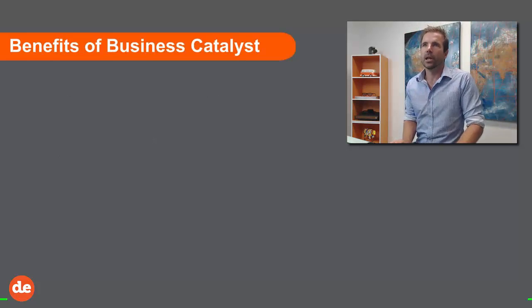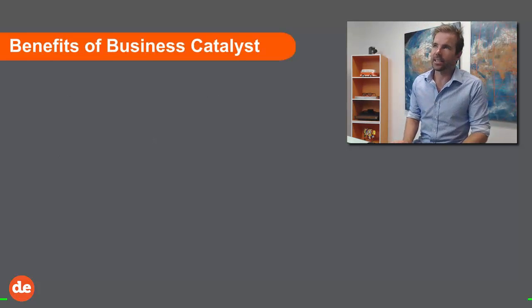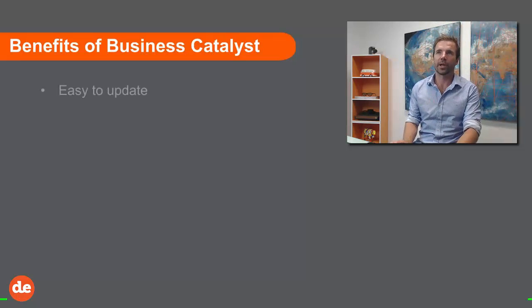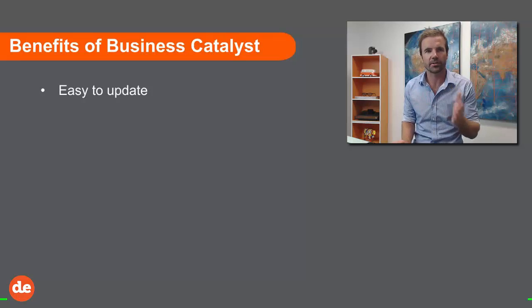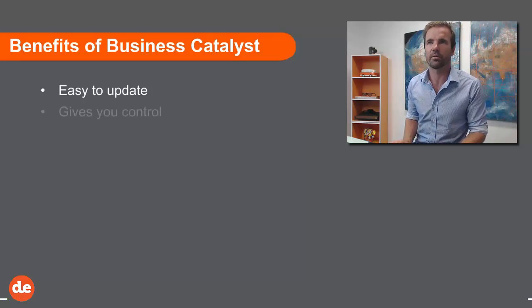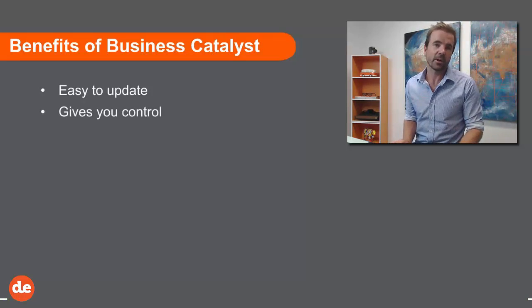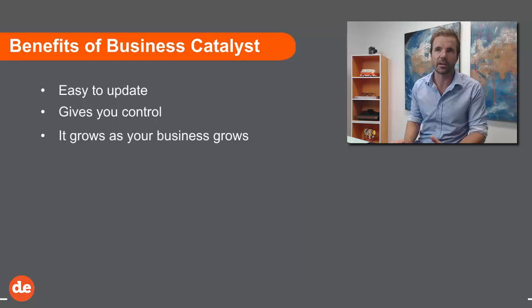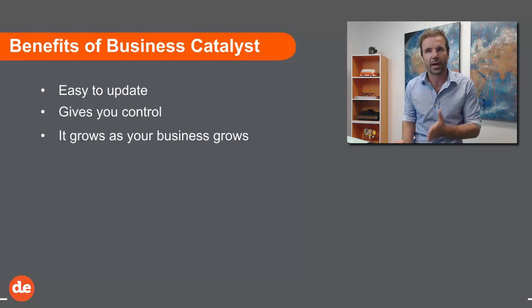Perfect. Now, the benefits of Business Catalyst. Those that joined us last week were privy to this information, but just to recap, it's the software that you're using to update your website. We chose Business Catalyst in 2008 as the content management system because it's really easy to update. I'm going to prove that today. It gives you some control, okay? So rather than having to contact us to do your website or your updates, it gives you the ability to do it.